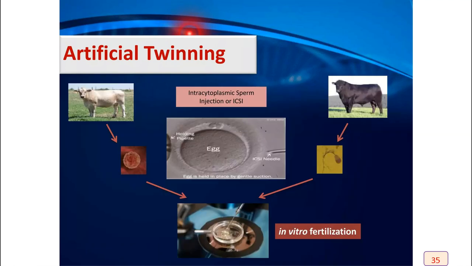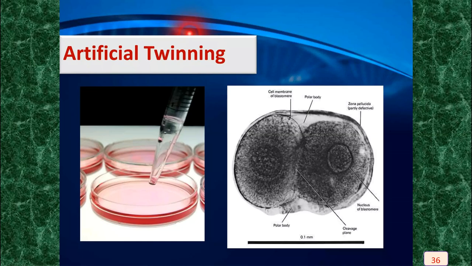Then artificial twinning, how is it done? A single fertilized ovum will be injected with the semen. All this led to finding a very cheap technique to get acquainted with artificial twinning. So this is the twinning process.